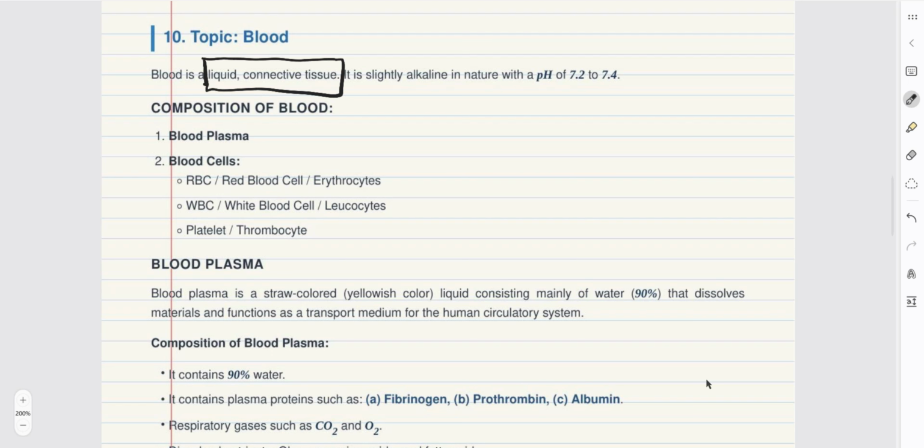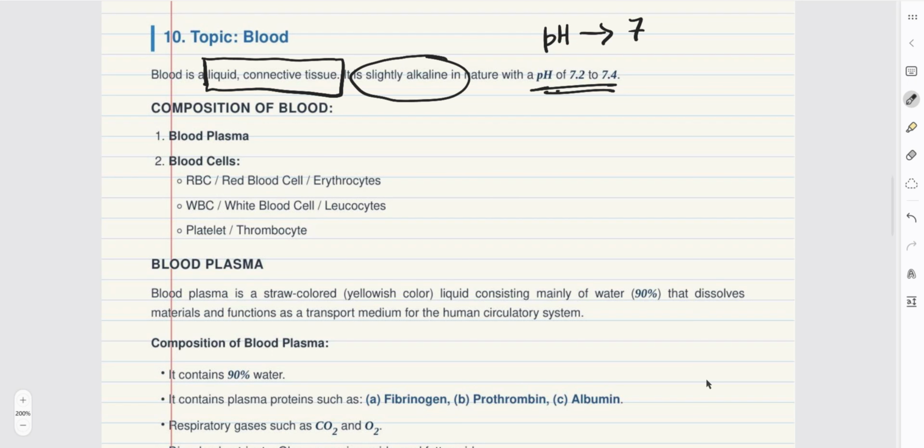And another thing, blood is not neutral. A lot of students think that blood is neutral. No, blood is slightly alkaline. Its pH is 7.2 to 7.4. A neutral pH is pH 7, right? But blood is 7.2 to 7.4. So we can say that it is slightly alkaline.